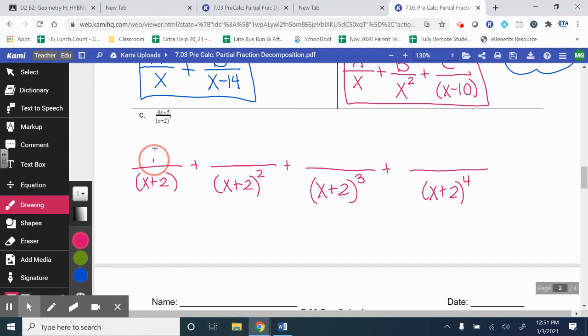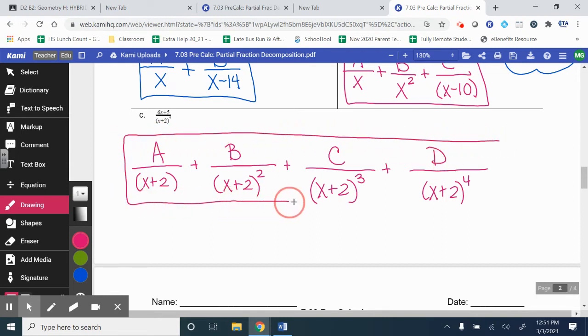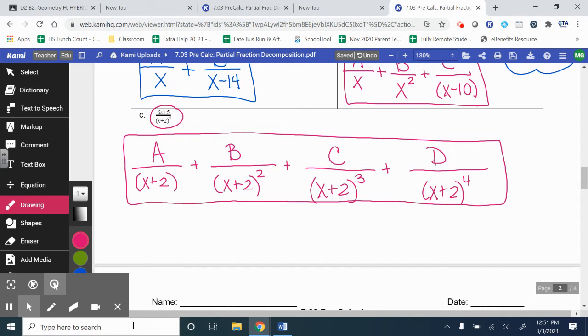And then on the top, we're just going to do A, B, C, and D. So this is just the form we would use. That's how we would start the problem. And then we would have to solve for A, B, C, and D. And that would tell us how we could separate this fraction using addition, separate it into its different parts.